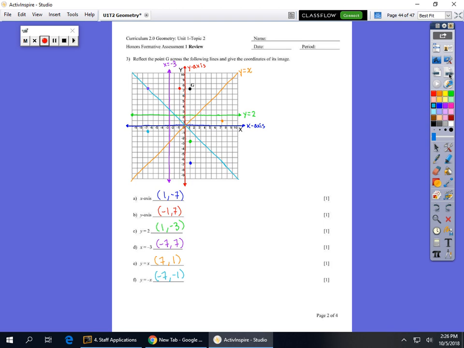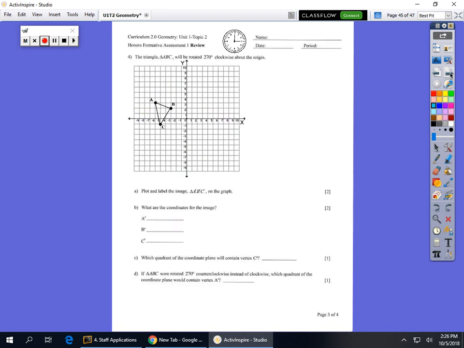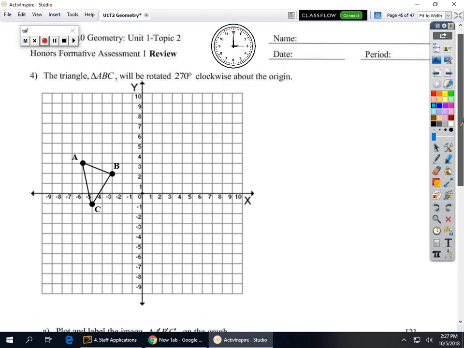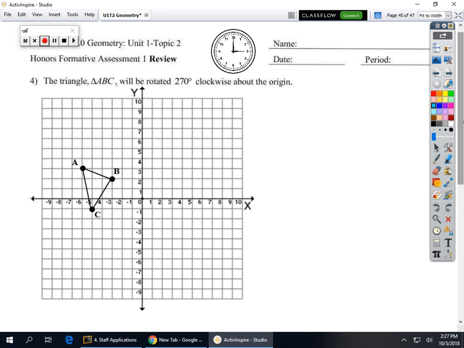Okay, let's move to the third page here. All right, so I have a little picture of a clock here. This is the one that's scary. This is the rotations one. This is the most visually confusing of all the transformations, in my opinion. Now, what this is saying is the triangle ABC will be rotated 270 degrees clockwise about the origin.